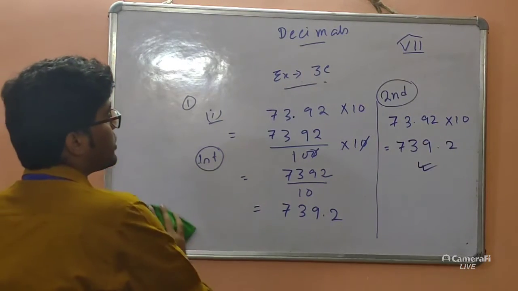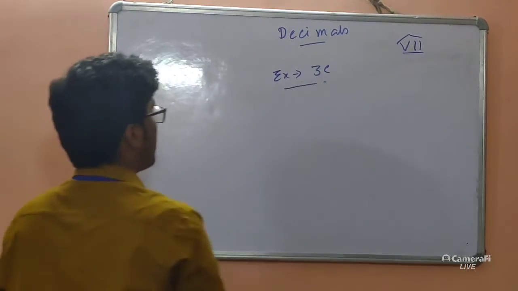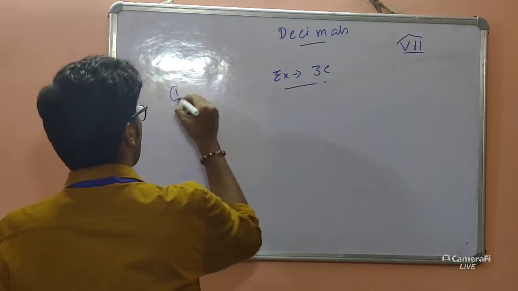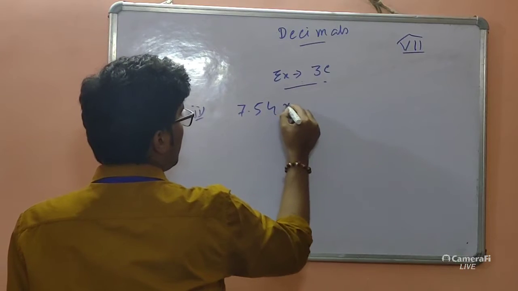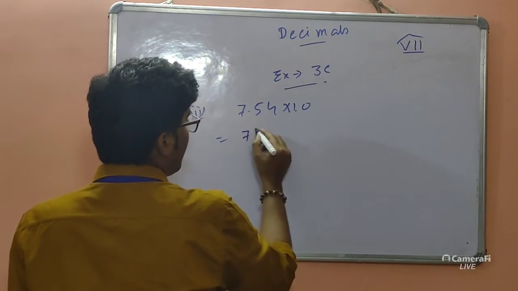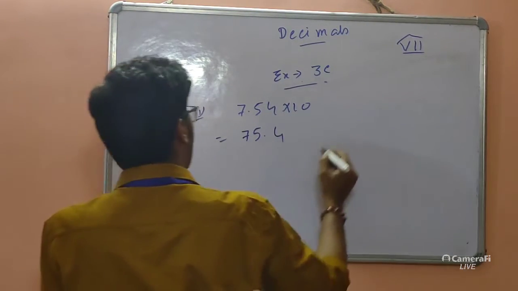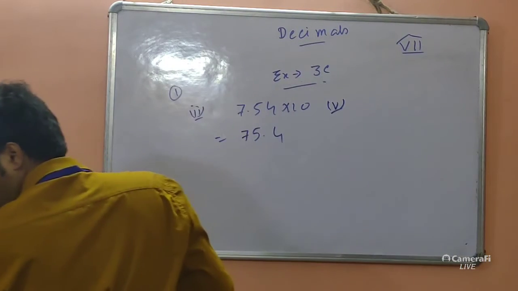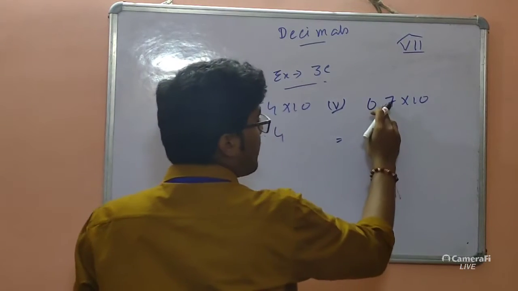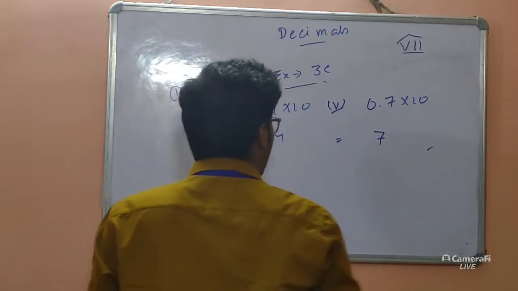7.54 into 10. Next question. Similarly we will do 7.54 into 10. How many zeros are there? 1 zero. So the point will shift one place rightwards. That means 75.4. Clear? Let us do question number 5. 0.7 into 10. Clear? Again the point will shift one place rightwards. So it becomes 7. Why one place? Because we are multiplying by 10. Clear?